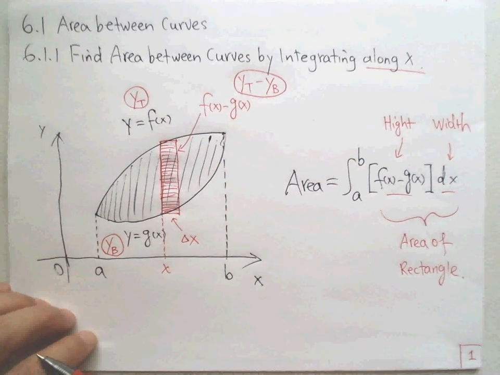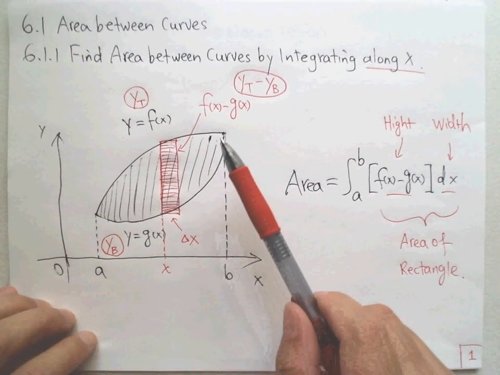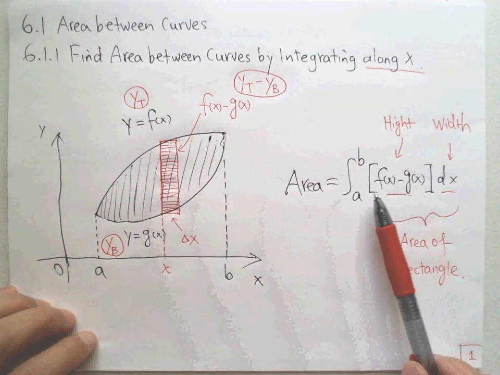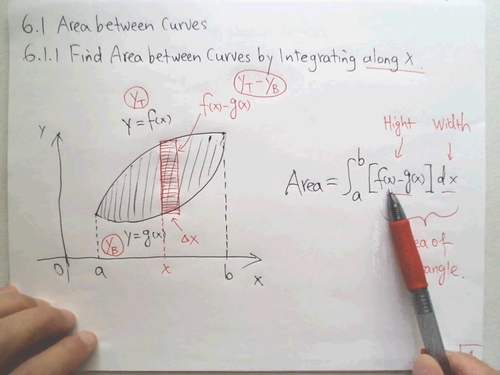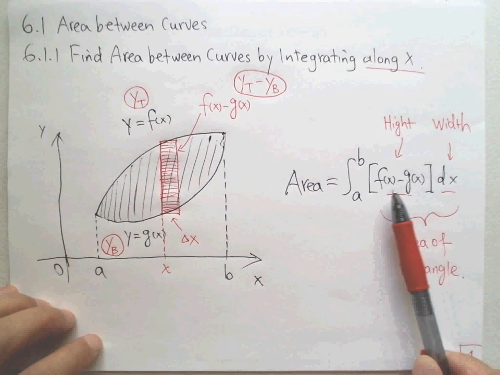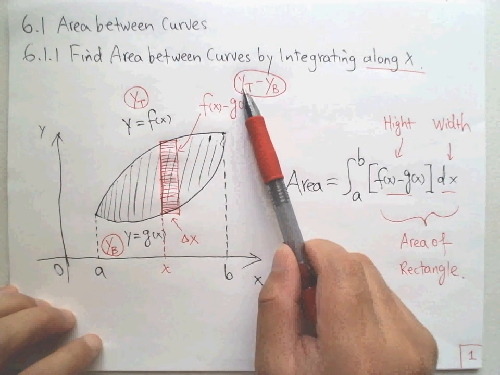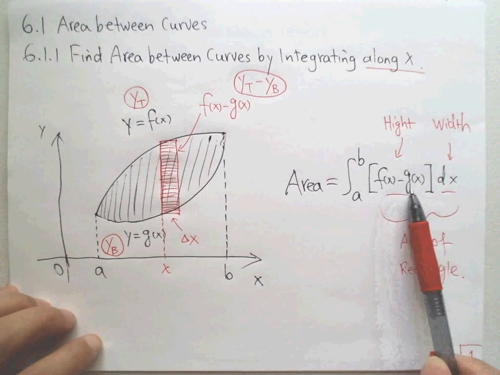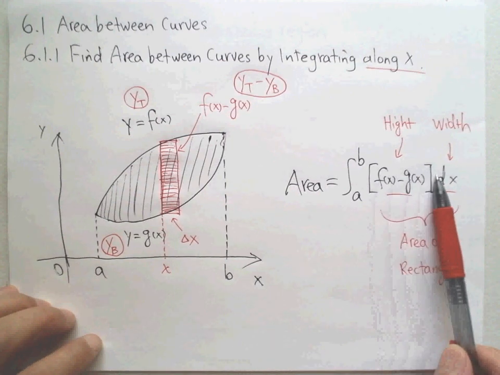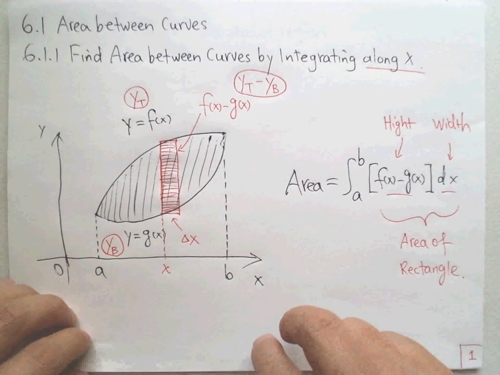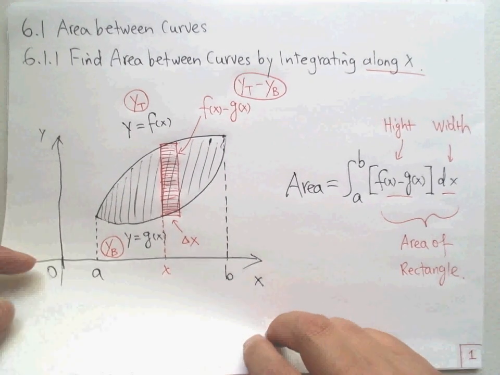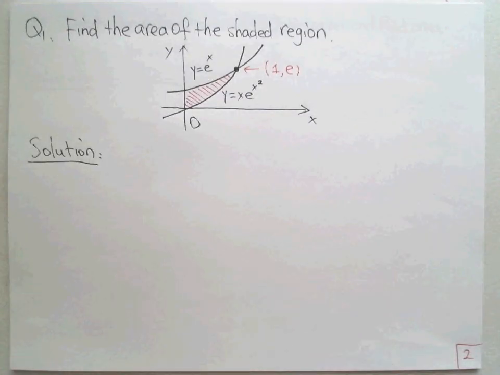One thing I have to mention: how to use this formula? We need to decide which function minus which function. We should always use the top minus the bottom, and then we will find the result. I will show you a few examples. Let's look at the first example.